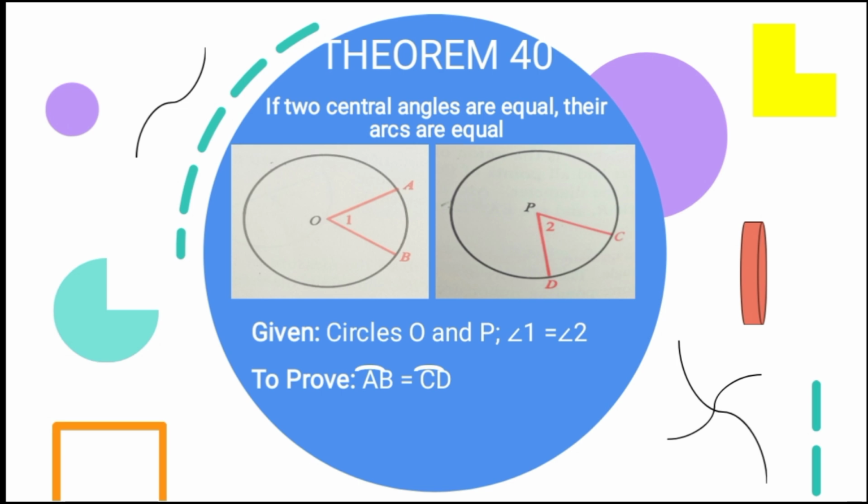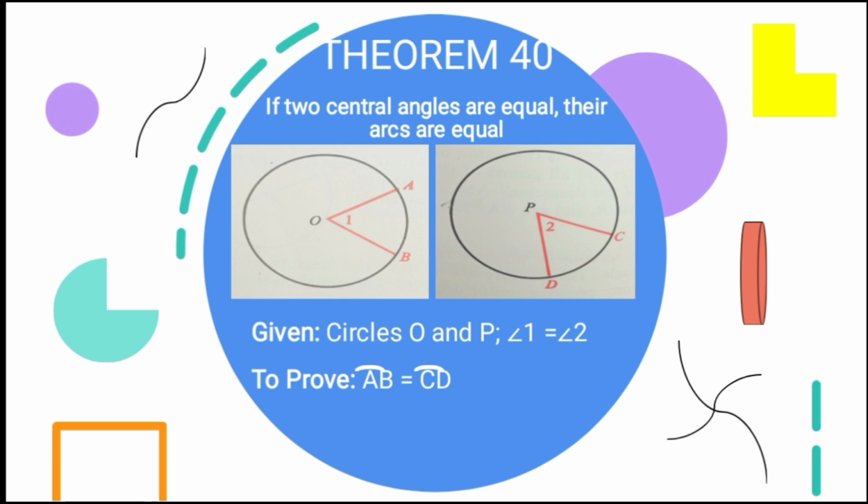As you can see in the given picture or graph, we have two circles labeled O and P, and angle 1 is equal to angle 2. The circles O and P tell us that we are dealing with two distinct circles identified by their center points O and P. Now, we need to prove that arc AB is equal to arc CD. Our angle 1 is composed of arc AB and our angle 2 is composed of arc CD.